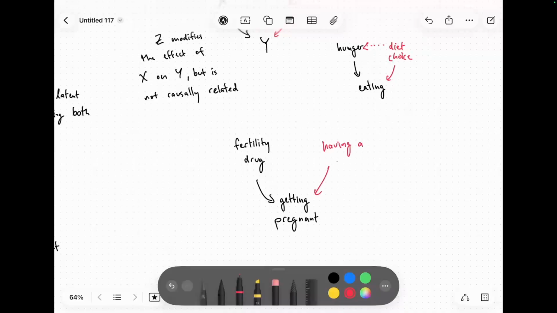How about having a uterus? So, fertility drug probably isn't going to work great if you're a guy. Well, yeah, you know what I mean. Taking a fertility drug is not going to get any guy pregnant, right? But the moderating variable being you being a female is going to have a pretty big effect there, right? And so this is the classic example of a really, really strong moderator variable.